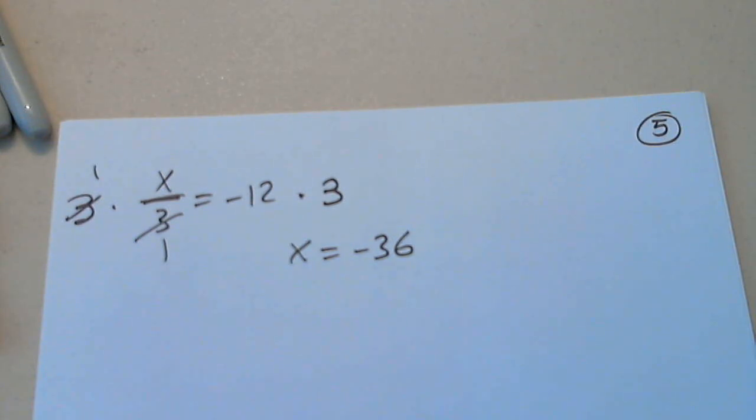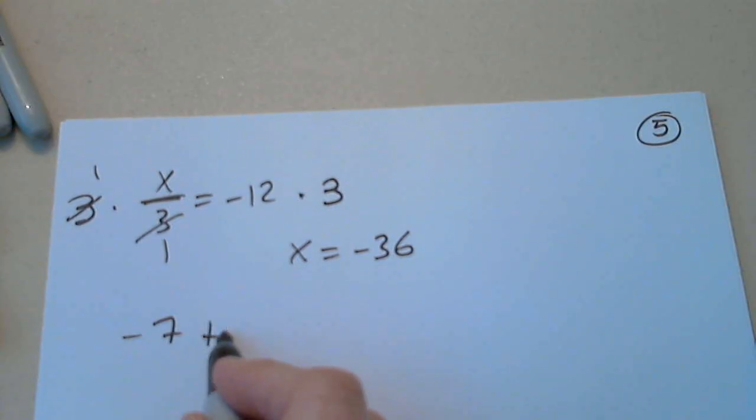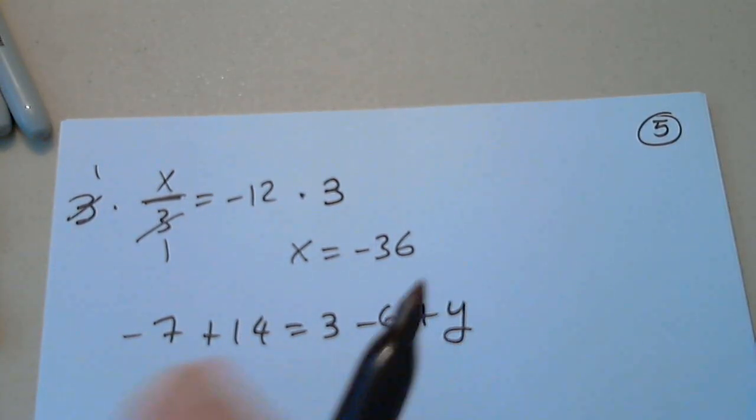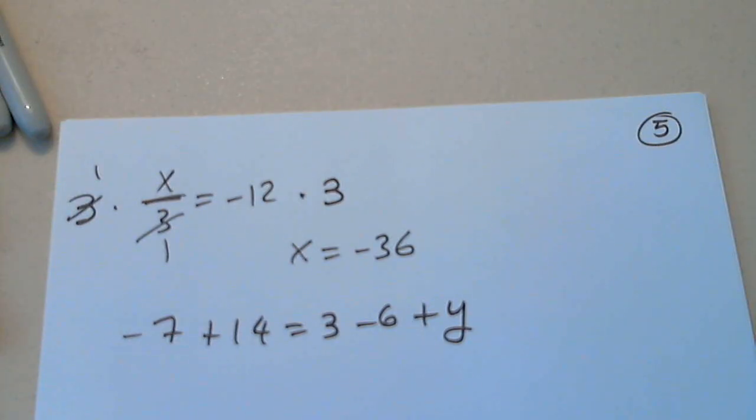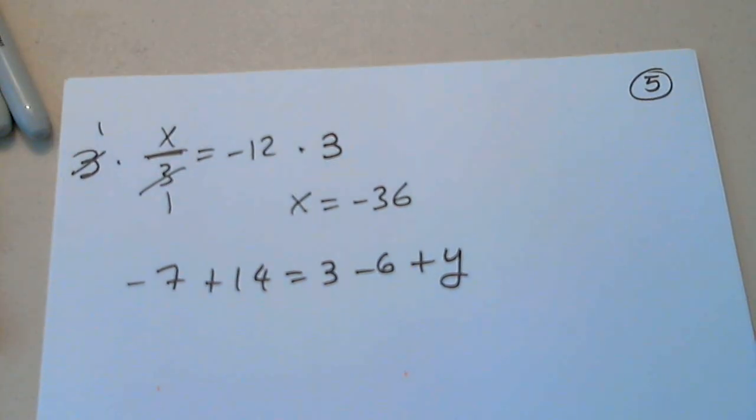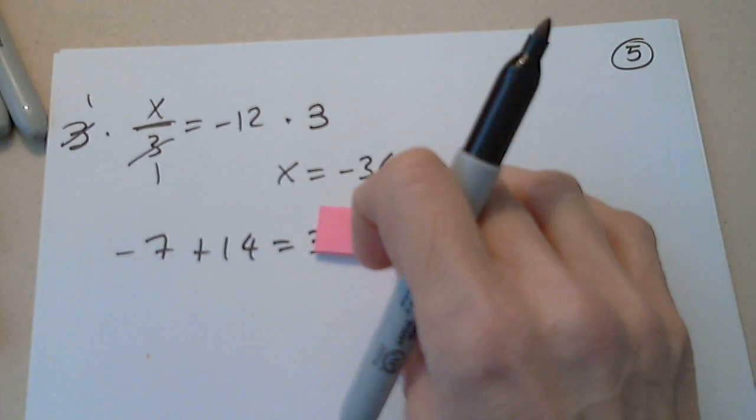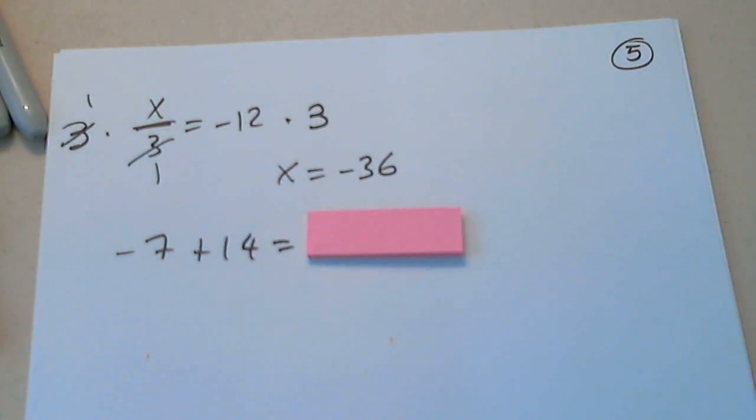B. Okay, so we have negative 7 plus 14 equals 3 minus 6 plus y. The reason why I would like to work on one of these examples is because simplifying both sides is crucial. See, I'm looking on the left-hand side. Do not move terms around before you fully simplify.